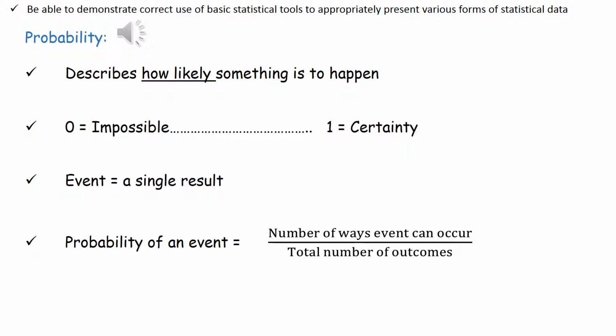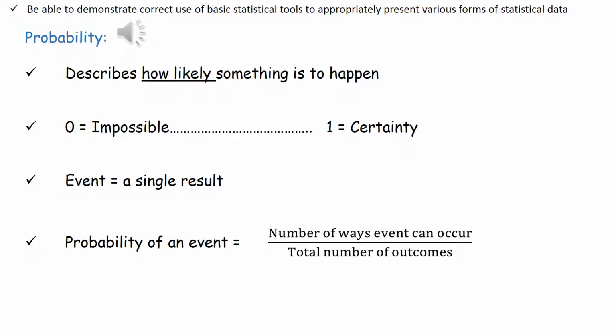In this section, we will discuss probability. Probability describes how likely something is to happen. Its probability occurs on a scale of 0 to 1, 0 being it's impossible, it won't happen, to 1, it will definitely happen. If we were to put that in terms of percentages, it would be 0% impossible to 100% absolutely certain.